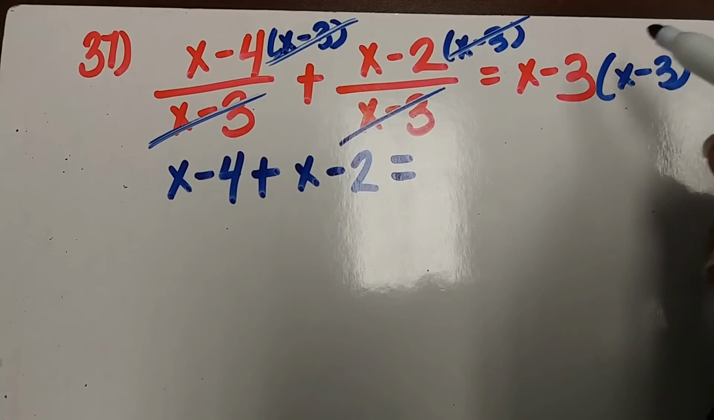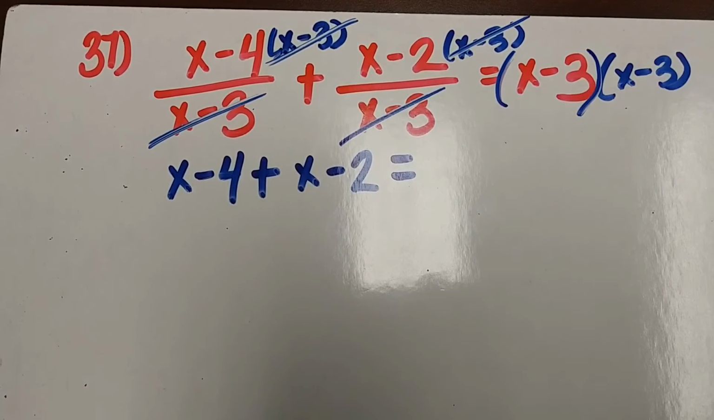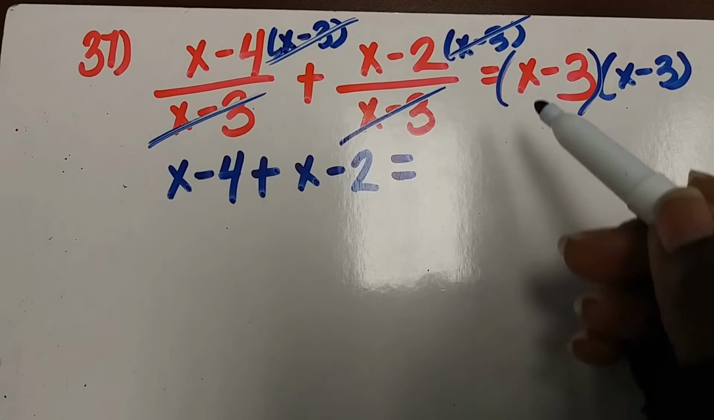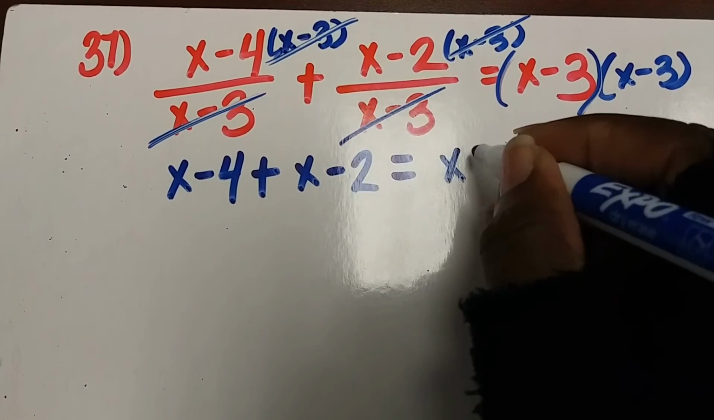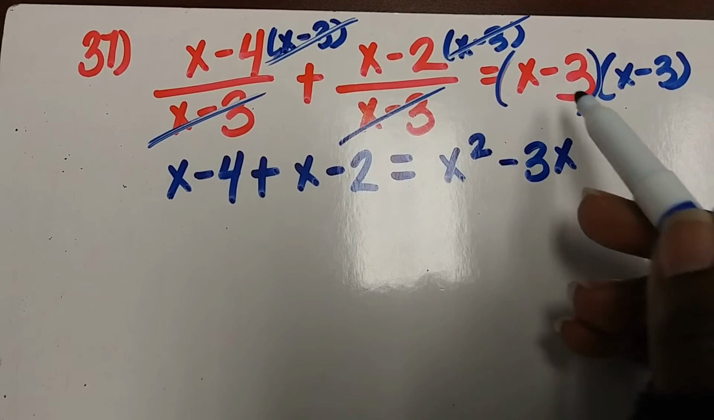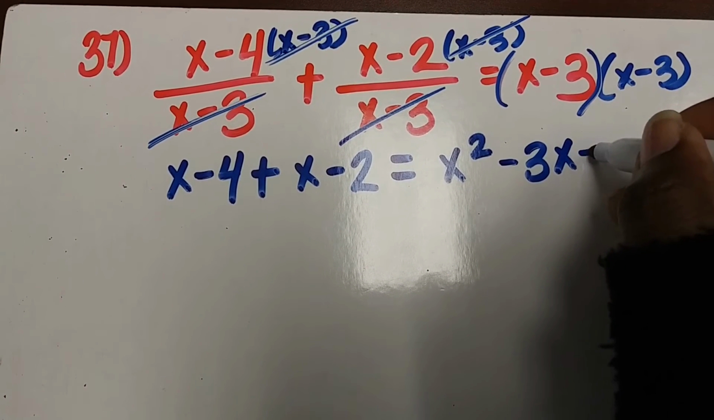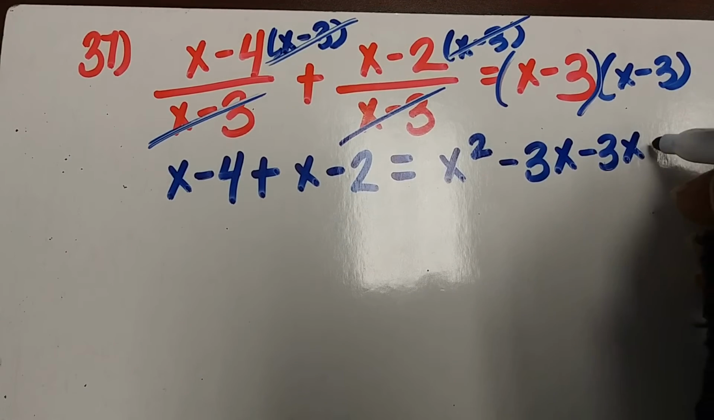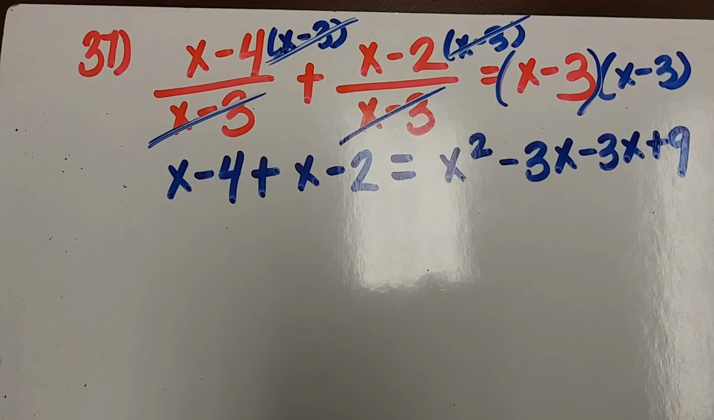So you won't mess it up, put parentheses around that x minus 3 and do the FOIL method or box method. We talked about both of those strategies in previous notes. First is x squared. Outside is negative 3x. Inside is negative 3x. And last is positive 9. A lot of information, but just put everything together. Tell me how many answers are you going to have for x and how do you know?